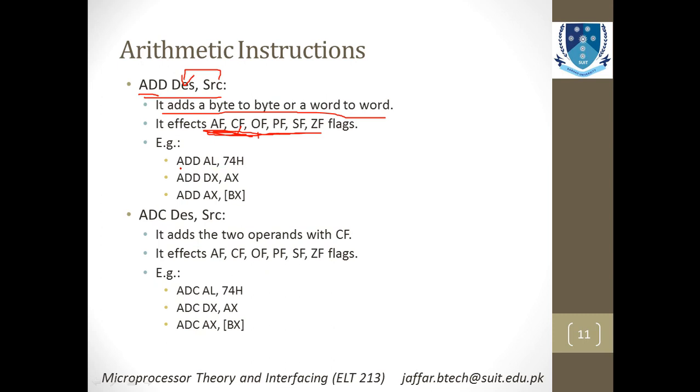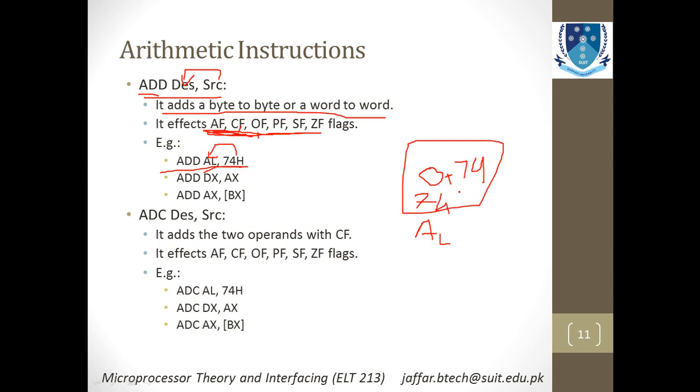This is basically the first example, that we have to add 74 hexa into AL. It means there will be some data in AL before. AL will be carrying, let's say this is your AL, and let's say AL has zero data, no data filled at the moment. Now when you use this instruction set, 74H will be added into AL. So this will become 74H.